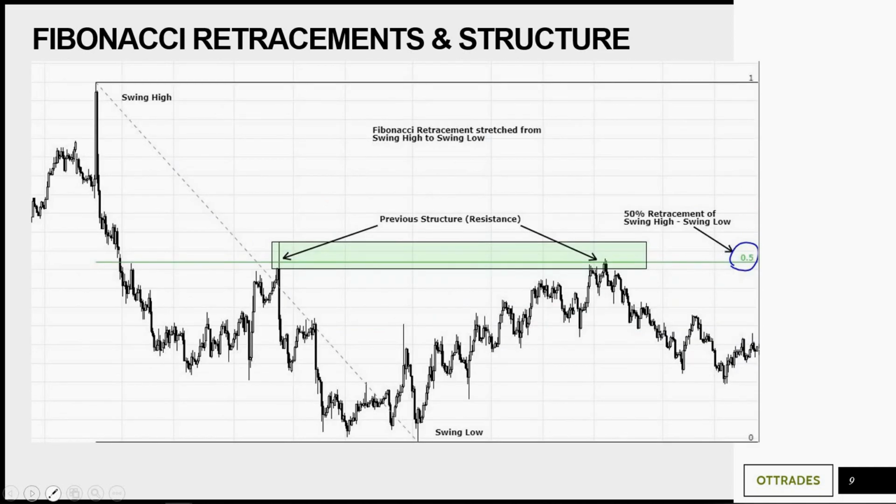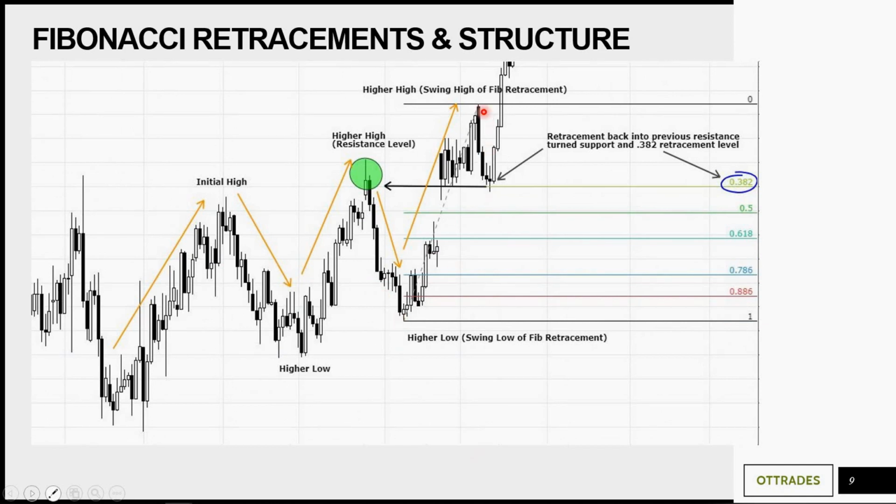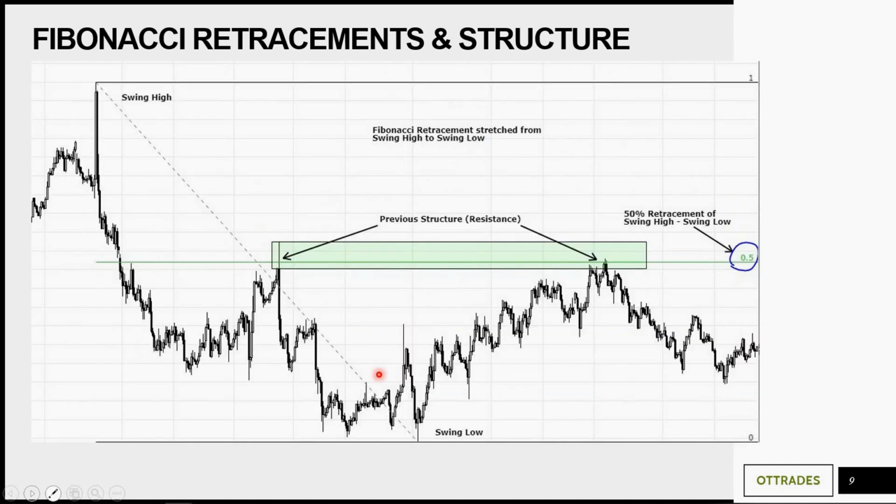If we go back to the original one, just an example of how to stretch your fib retracements. So you want to stretch it from a swing high to a swing low, or in the other case it was from a swing low to a swing high. A swing is a significant move in the market, so not these little moves. You want a significant move in one direction, so stretch it from the swing high to the swing low.